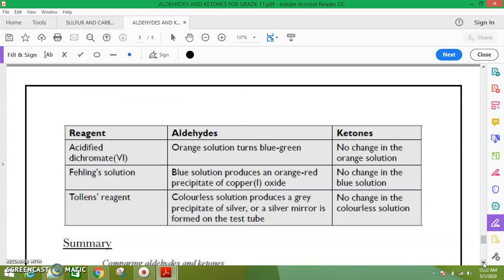Here is the summary. For which type of reagent we are going to use acidified dichromate. Initially with an aldehyde the orange solution turns blue-green, and with a ketone there is no change because there is no hydrogen. Fehling's and Tollens reagent, I just finished explaining them, because both tests are used for aldehydes: the blue solution produces an orange-red precipitate, and here the colorless solution produces a gray precipitate of silver, also called the silver mirror. But Fehling's solution will not react with ketone, and Tollens reagent will not react with ketone.